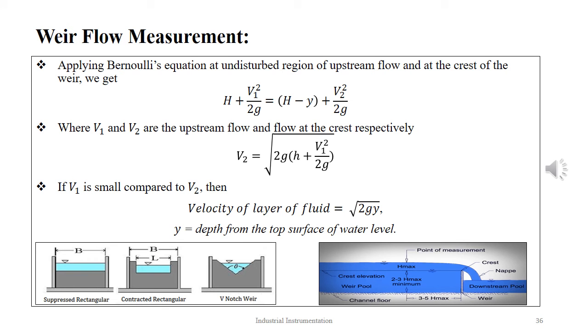Applying Bernoulli's equation at the undisturbed region of upstream flow and at the crest of the weir, we get h + v1²/2g = h − y + v2²/2g, where v1 and v2 are the upstream flow velocity and the velocity at the crest respectively. v2 is given as √(2g(h + v1²/2g)), as derived from the previous equation. If v1 is small compared to v2, then the velocity of a layer of fluid is simply √(2gy), where y is the depth from the top surface of the water level.